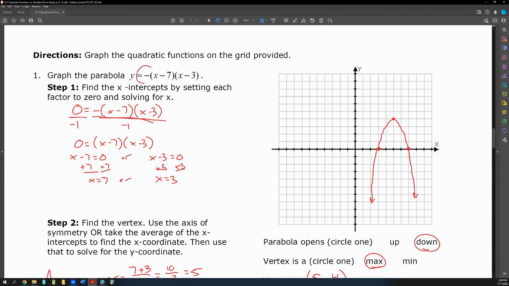and it has to do with the leading coefficient. Notice that there's a negative out in front of this entire grouping. This is going to tell us that the parabola is going to open downward. If this was positive, if the leading coefficient was positive, then this would cause the parabola to open upward. All right, let's try another.